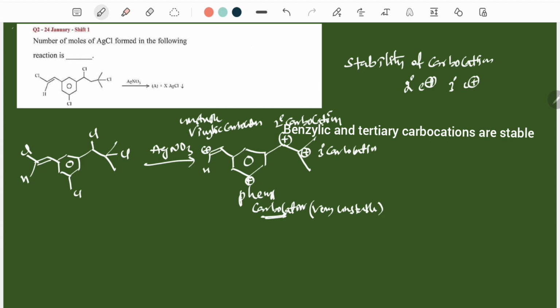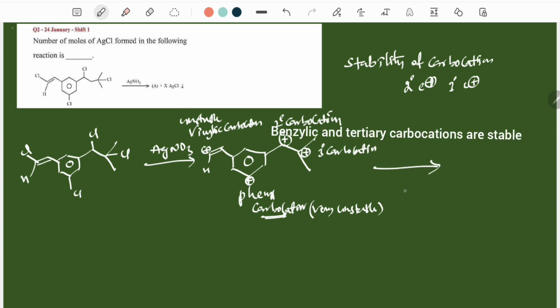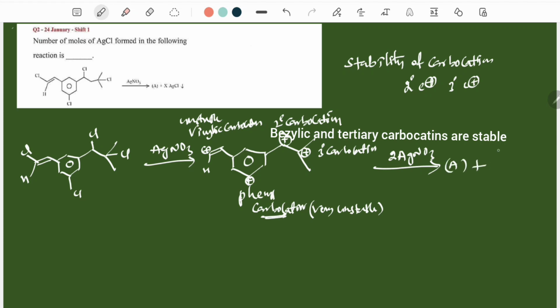So how many moles of silver nitrate are needed? Here the possibilities are the secondary and tertiary carbocations. How many chlorines are leaving? Two chlorines, so it needs 2 AgNO3. So how many moles of AgCl are formed? 2 moles of AgCl are precipitated. Now X equals 2. This is the answer for the above question.